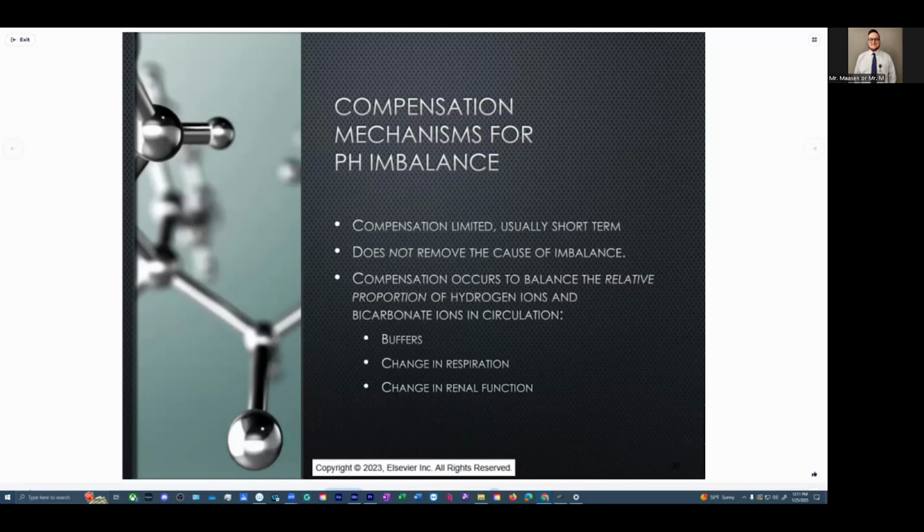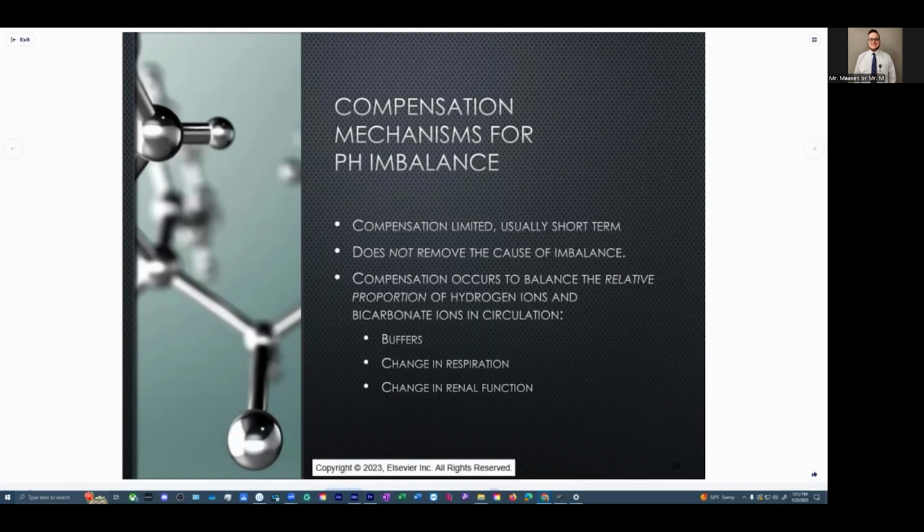So what is compensation? Compensation, as a definition, is the body's homeostasis, what we do. It's the body's ability to try and correct the imbalance, and this is usually short term. Whatever our body does to compensate for an acid base imbalance, it doesn't fix the problem, obviously, right?